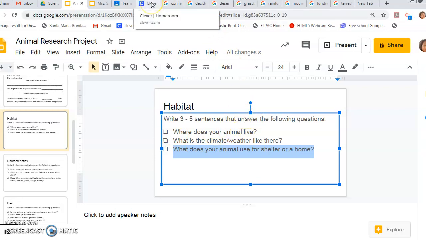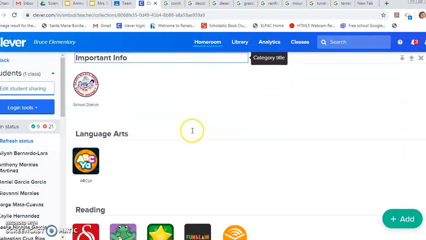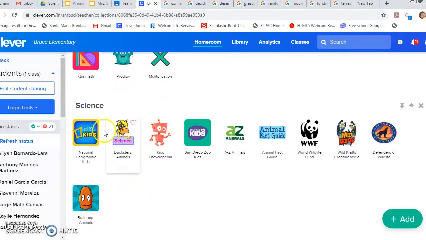So remember that in Mrs. Santos's page on Clever, you're going to find those websites in science that give you the answers to those questions. Okay, use any of these websites. Remember that you can also watch videos about them if it gives you accurate and credible information, which it should.